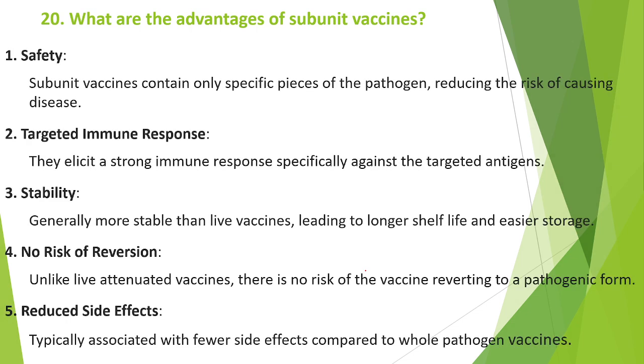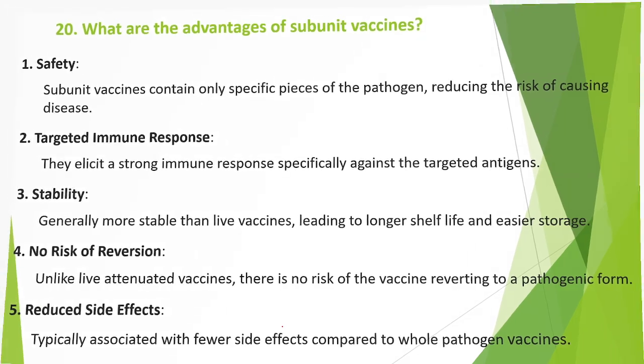So here are some advantages. We have safety. Subunit vaccines only contain a specific part of the pathogen, reducing the risk of causing disease. The targeted immune response: they elicit a strong immune response, especially against targeted antigens. Then we have stability, which is that they are more stable than the live attenuated. There's no risk of reversion, so they are not that risky. And reduced side effects compared to the live attenuated vaccines.